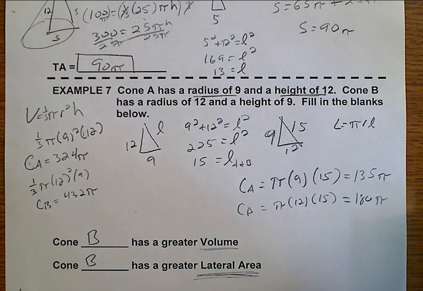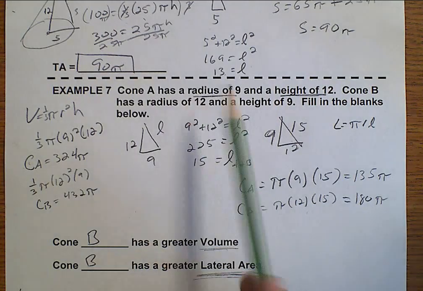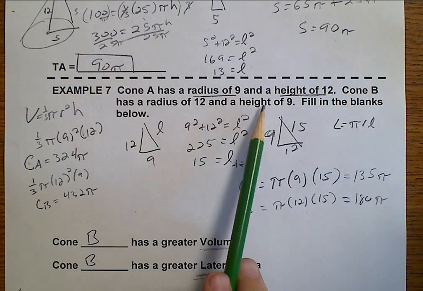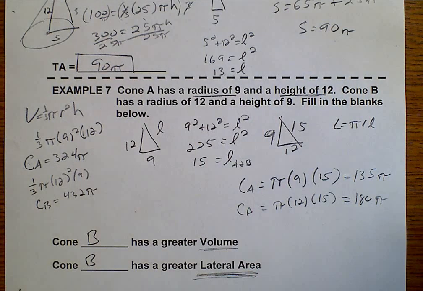Basically what this says is the radius has much more effect on a cone than the height. Because cone B had the larger radius and the smaller height, which made it larger overall. Even though they're the same numbers, the radius being bigger made cone B bigger.